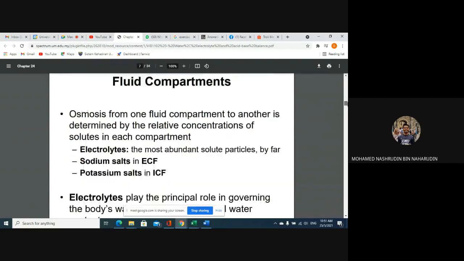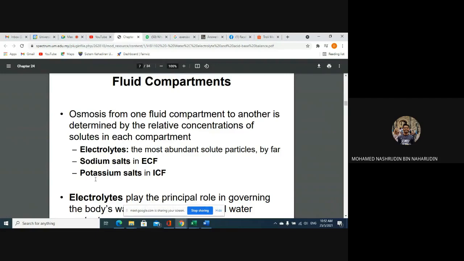Osmosis from one fluid compartment to another is determined by the relative concentration of the solutes in the compartment. So it depends on this factor: the electrolytes, sodium salts and potassium salts. This will constitute the activity of osmosis between one compartment and another. If one area lacks electrolytes, water will move to the area that has low concentration of electrolytes. Same goes with sodium and potassium.